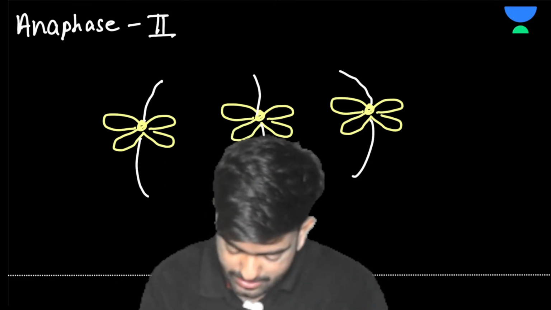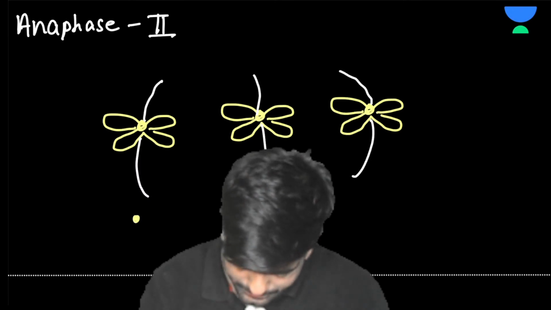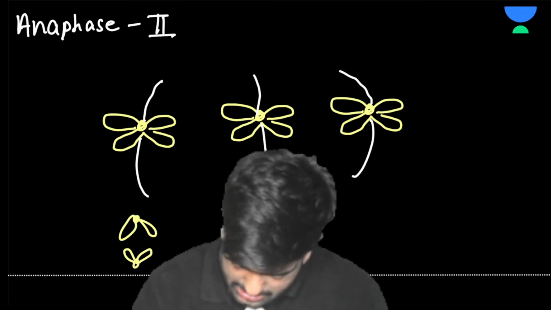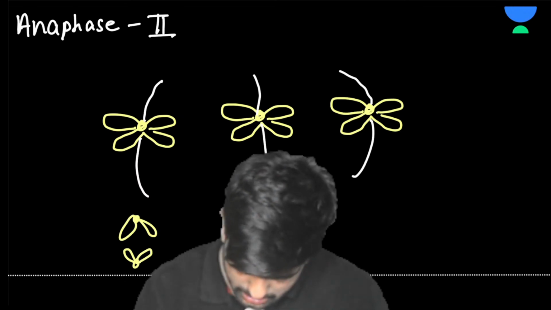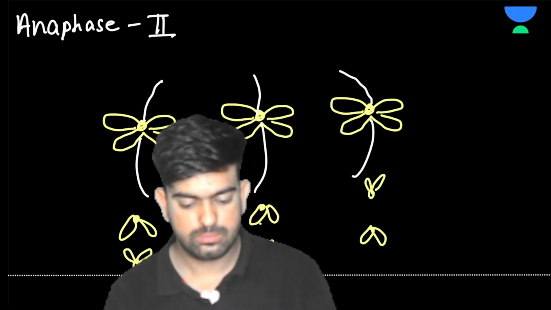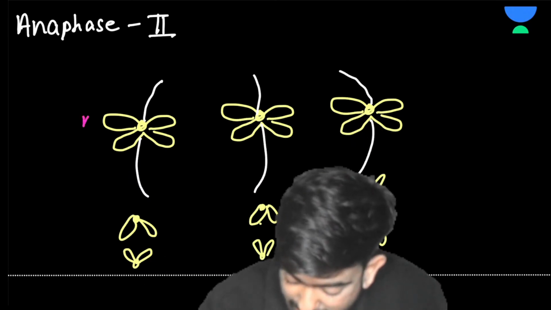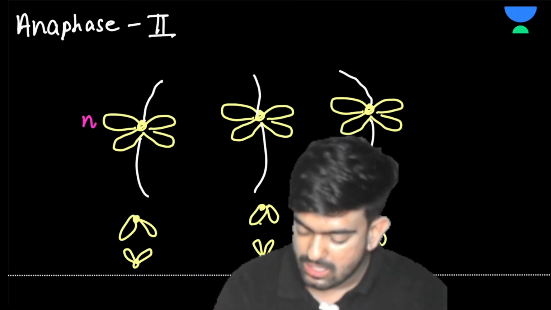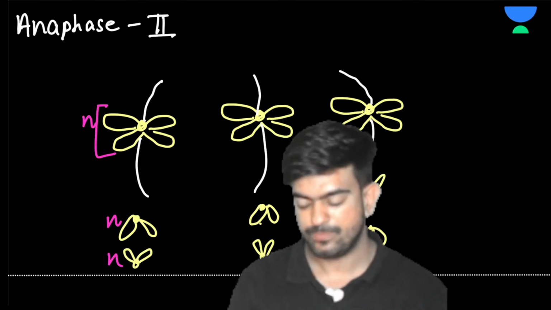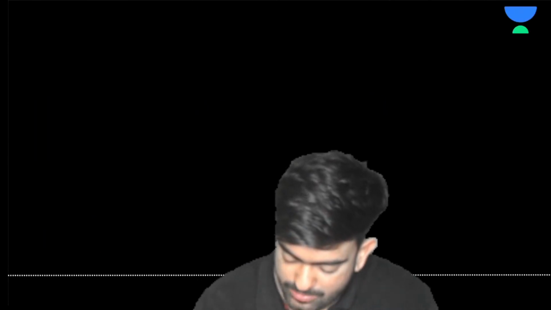So how are they going to separate? See here, this one is going to go here and this one is going to go here. Similarly, this one here, this one here, this one here, and this one here. Okay, done. See, both the sister chromatids are now separated. Now this was N, the whole was N, right? The whole was N, but now in this case this is N and this is N. Clear?